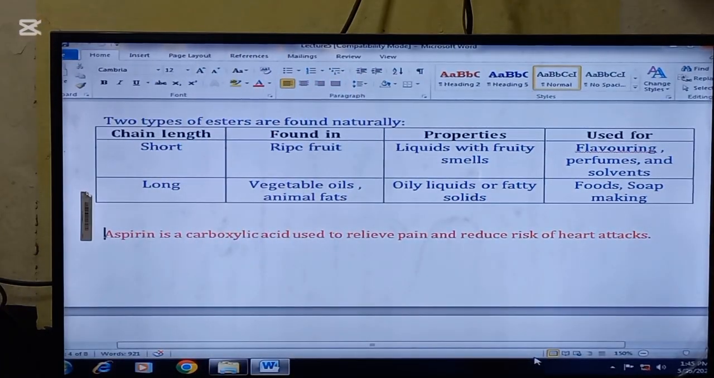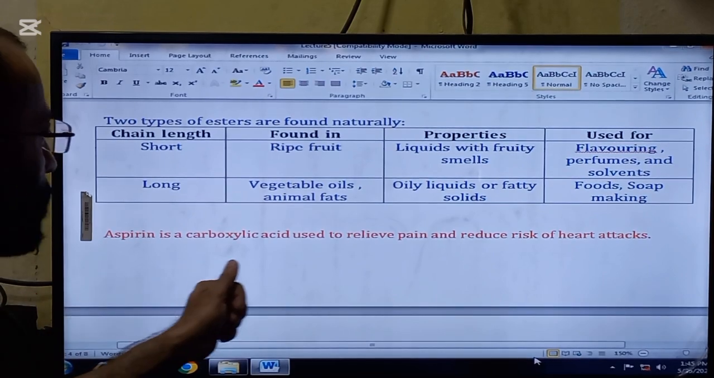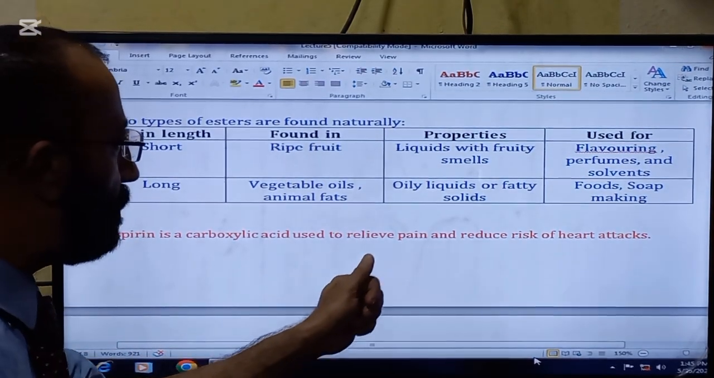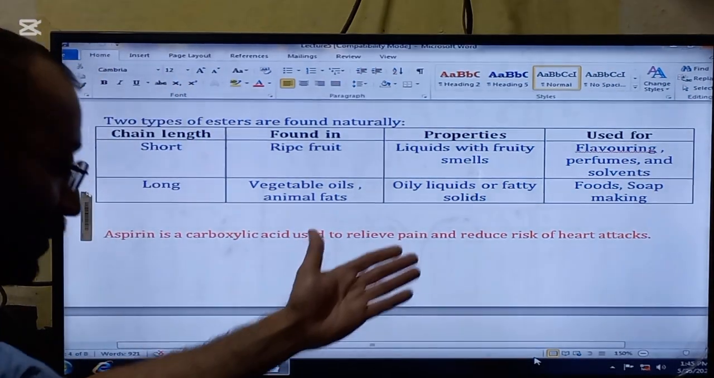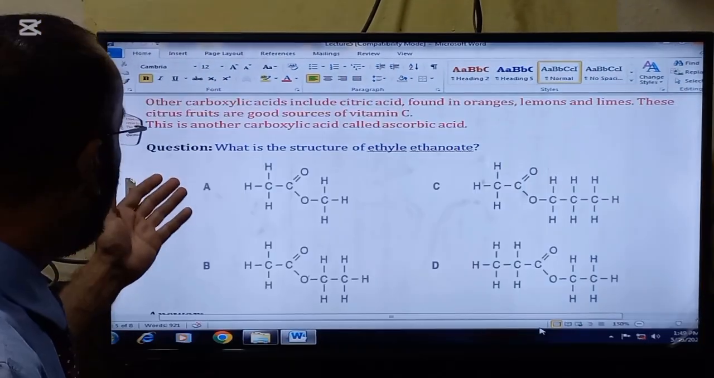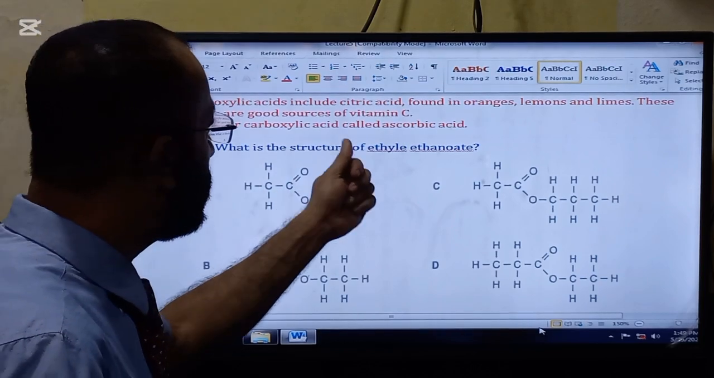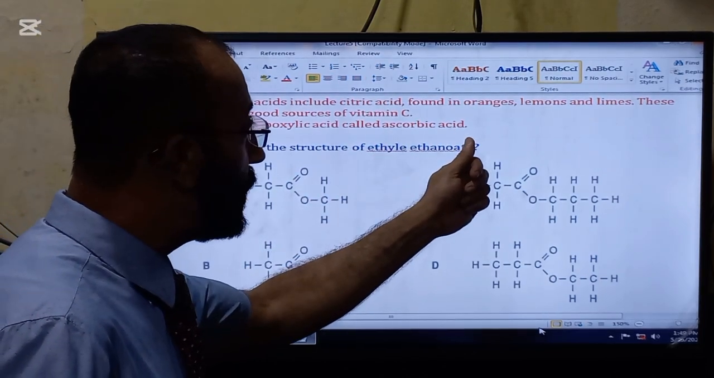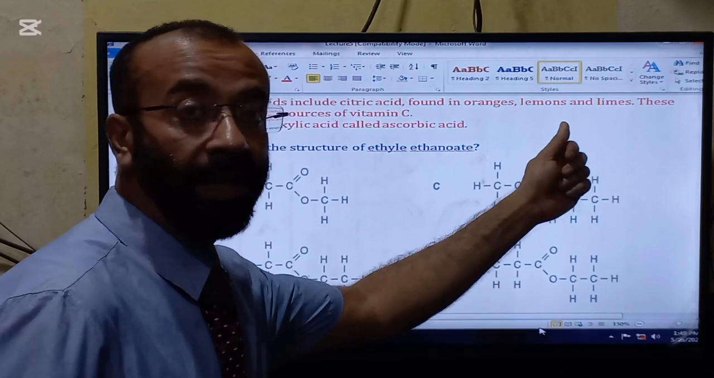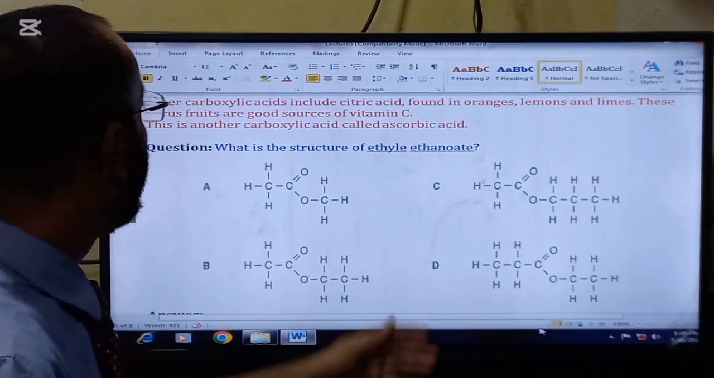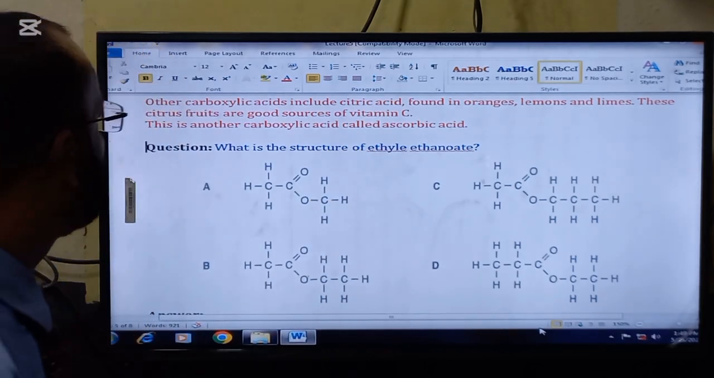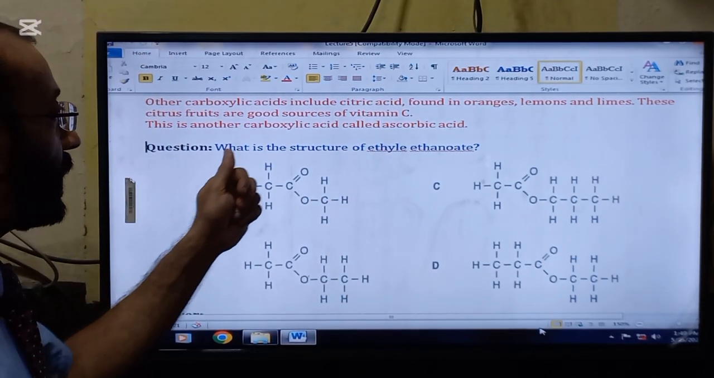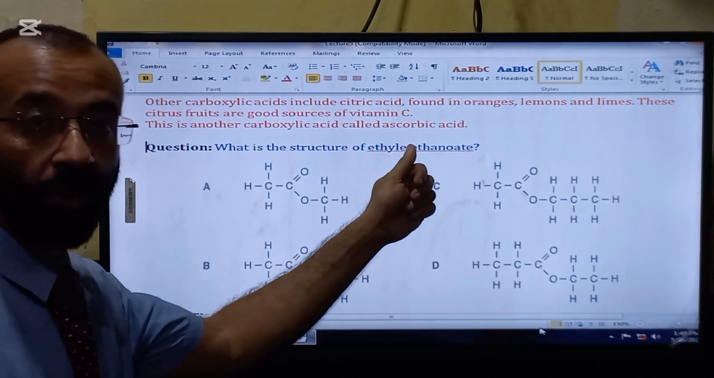For example, aspirin is a carboxylic acid used to relieve pain and reduce risk of the heart attacks. Very important point. Other carboxylic acid includes citric acid found in oranges, lemons and limes. These citrus fruits are good sources of the vitamin C. This is another carboxylic acid called ascorbic acid.